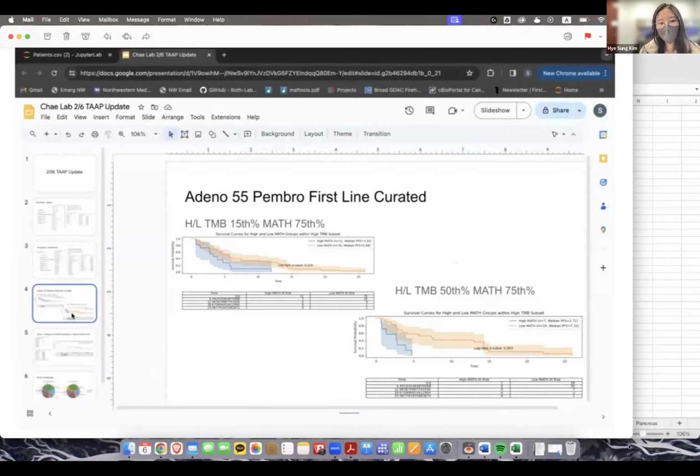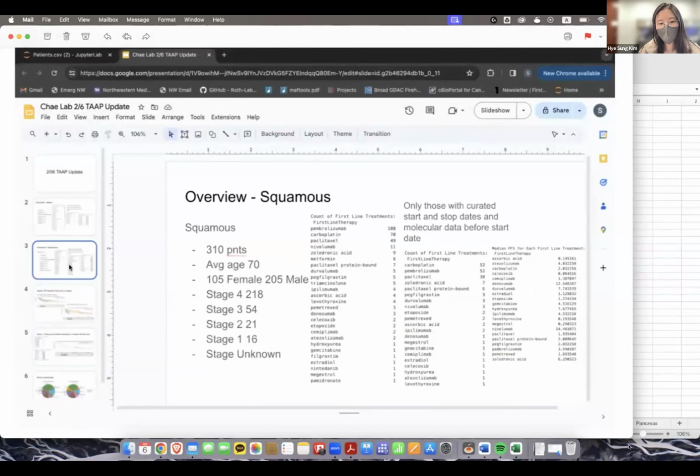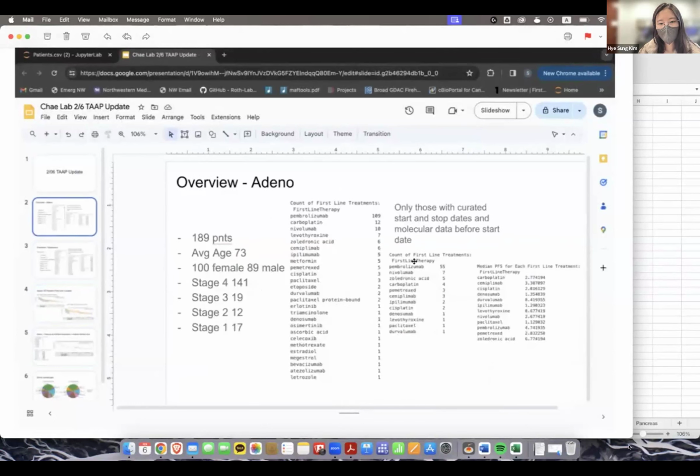Next, unfortunately, I want to mention I looked at squamous and I wasn't able to find any cutoffs that yielded any sort of statistically significant relationships, even at very small sample sizes. The next thing that I did is I tried to increase the number of pembrolizumab patients who had start and stop dates, and looked at not just pembrolizumab, but all immune checkpoint inhibitors.